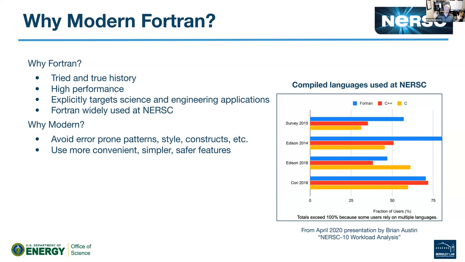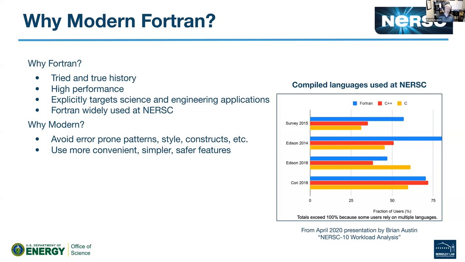Fortran's bread and butter is high performance computing. It's still one of the fastest languages in benchmarks all the time. It's used for benchmarking supercomputers all the time. It's just that it's fast, and it explicitly targets science and engineering applications. You can see from the graphic here that it is still widely used at NERSC. More than 50% of users, almost three quarters of users, are using Fortran to some degree, whether they know it or not. A lot of math libraries are written in Fortran.